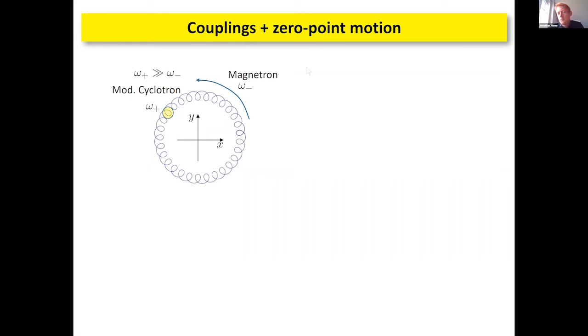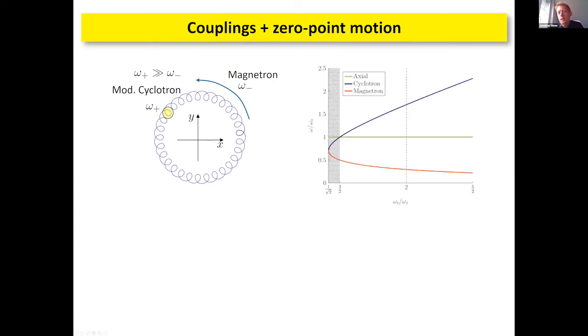In typical traps, and nearly every trap that you've seen operated, these two frequencies are well separated. But there's no fundamental reason that that has to be the case. Here is the set of frequencies that you get.